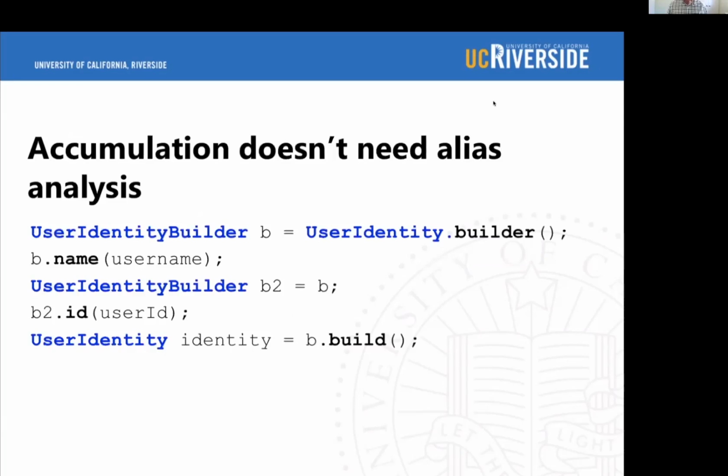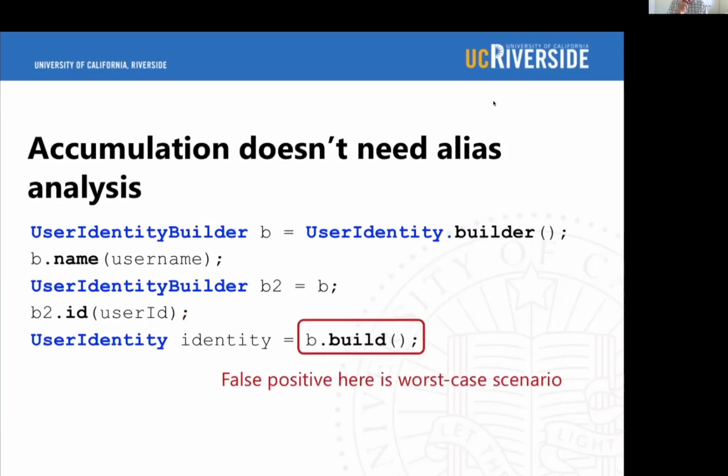So here we have a builder B, and we invoke name directly on B, but in order to invoke the required ID function, we do it through an alias B2. So now what's going to happen when we check this call to build at the end? Well, the worst case here actually is that we get a false positive. If you don't track the aliasing, your tool will think that ID was never invoked. But in the case of accumulation properties, that just means that you might think that a legal operation is in fact illegal, which leads to a false positive, but it does not lead to unsoundness.